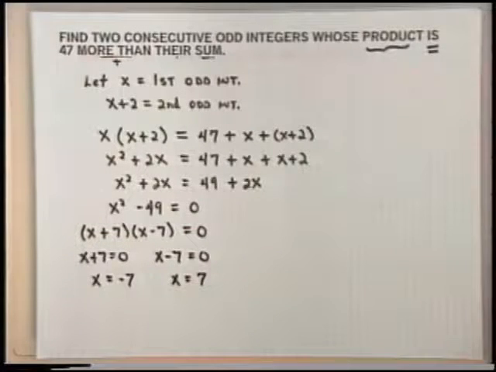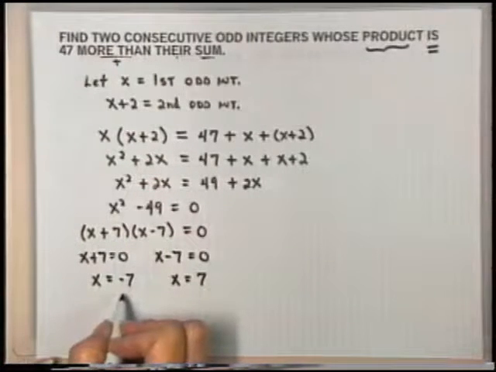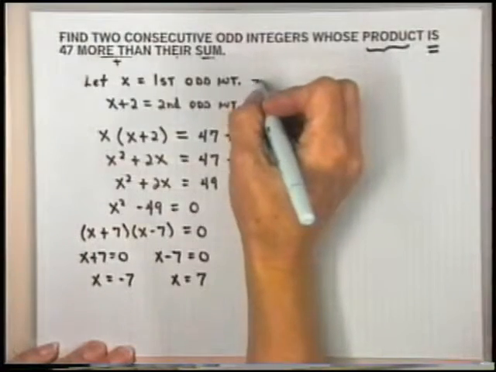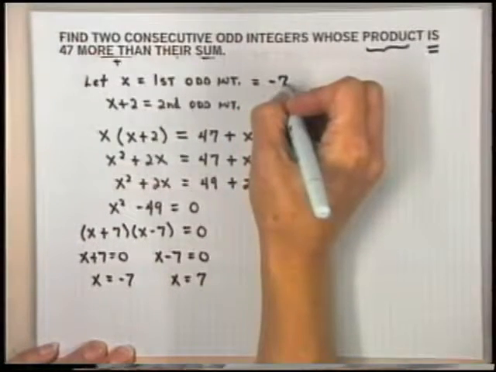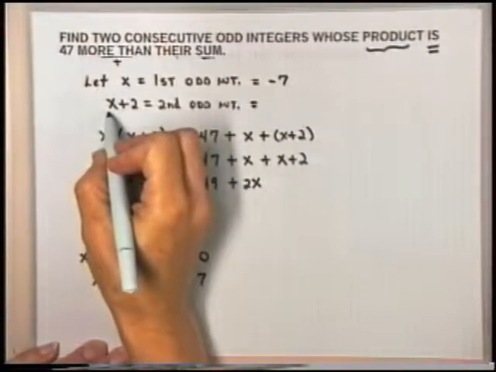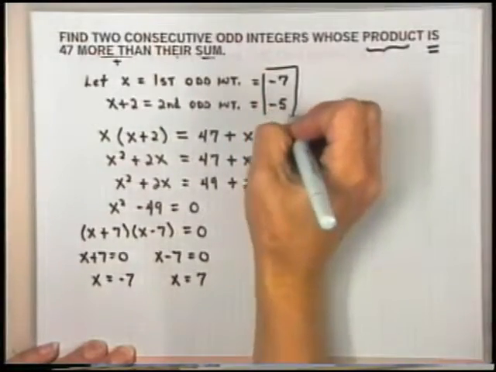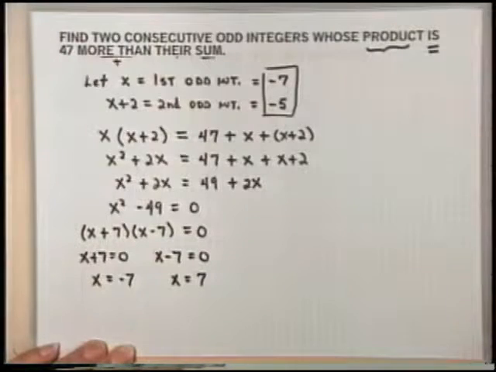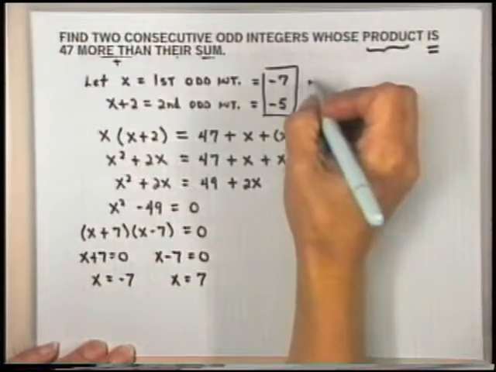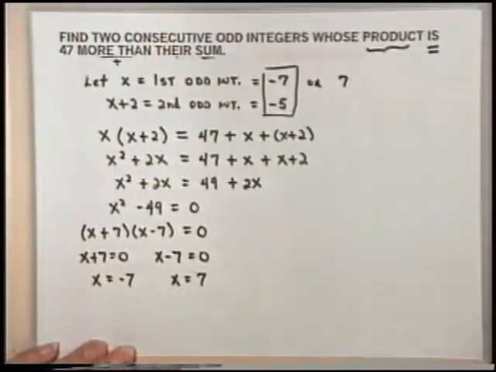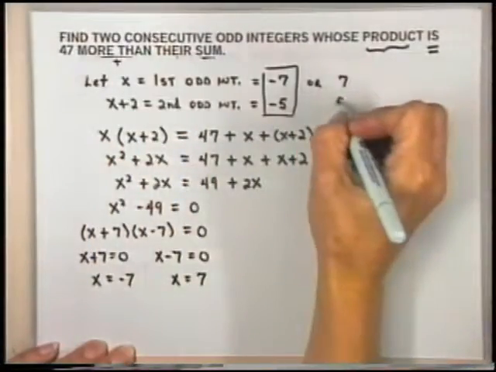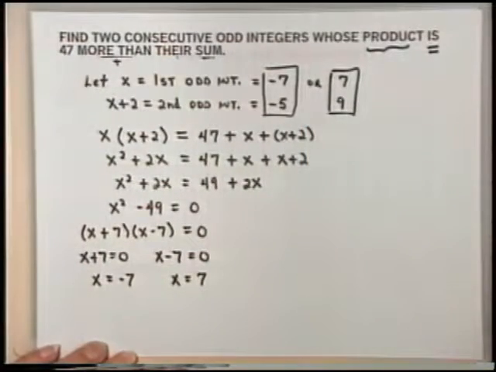You'll notice here that we have two choices for x. So we're going to need to check both of these solutions. Let's start with the negative 7. If our first odd integer x is negative 7, then negative 7 plus 2 would be negative 5. So we have one possible combination of two consecutive odd integers here. Our second choice is a positive 7 for x, and then 7 plus 2 would give me a 9 for the second possible pair of odd integers.